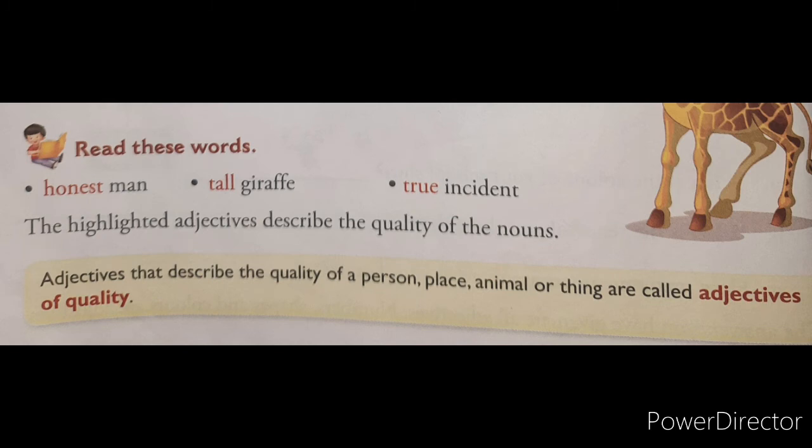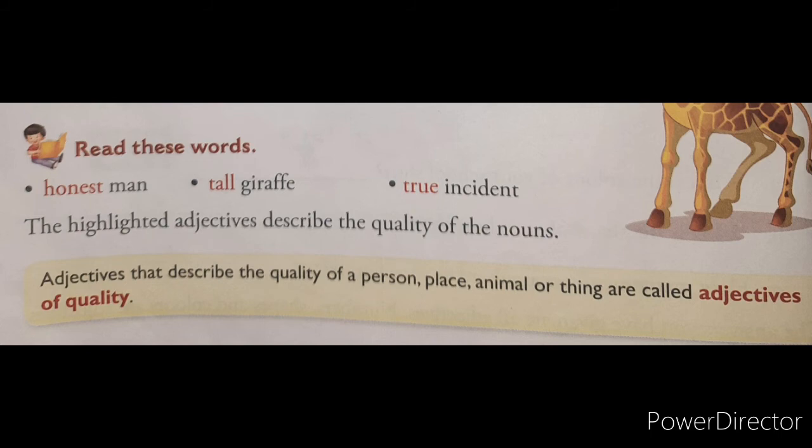Next, we are going to see the types of adjectives. The first type is adjectives of quality. In the blue color box, the definition of adjectives of quality is given, that we'll see. Adjectives that describe the quality of a person, place, animal or thing are called adjectives of quality. Means there are some adjectives that describe the quality of a person, place, animal or thing. Those adjectives are called adjectives of quality.